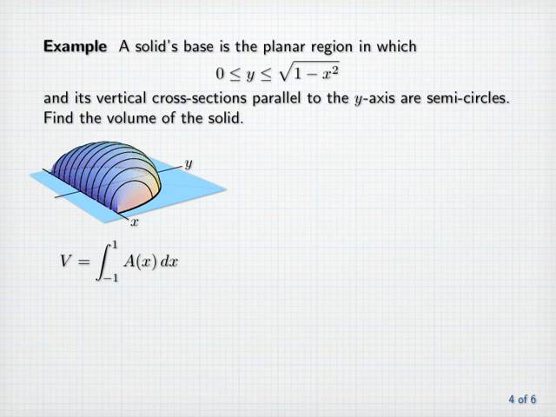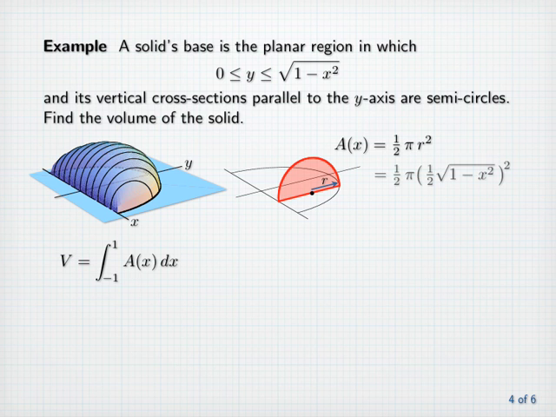We now need the cross-sectional area A of x. Since cross-sections are semicircles, their areas will be given by pi times 1/2 the square of the radius r. Note that the radius r is half the length of the cross-section's bottom edge. That edge length is just the y-coordinate of the top half of the unit circle, which is the square root of 1 minus x squared.